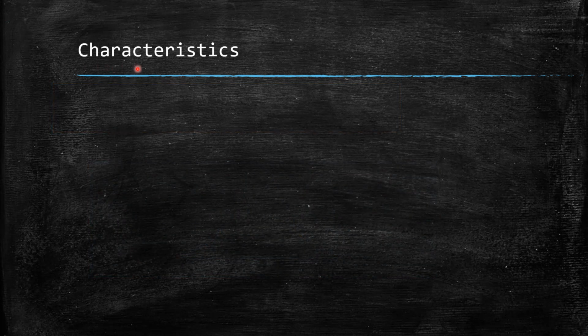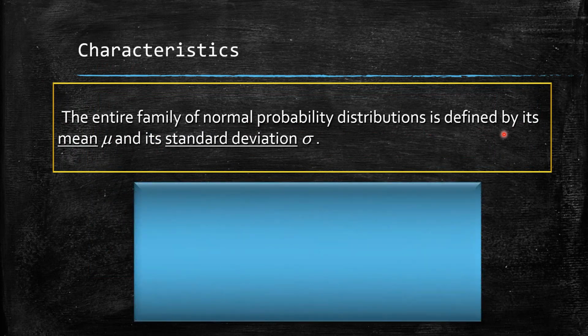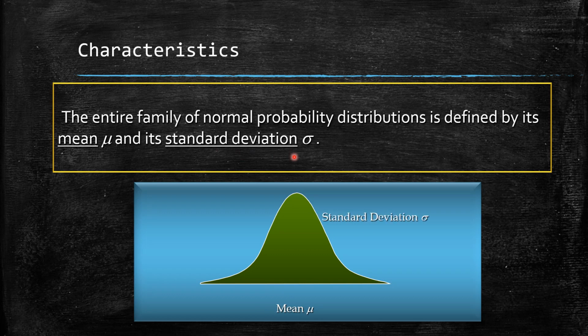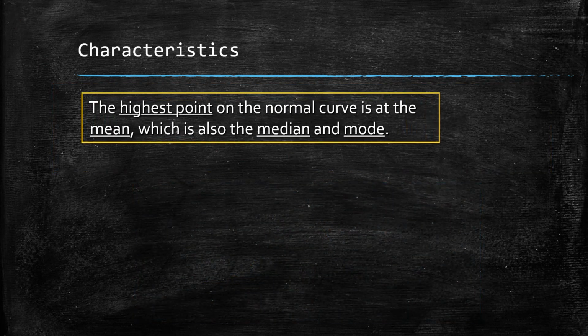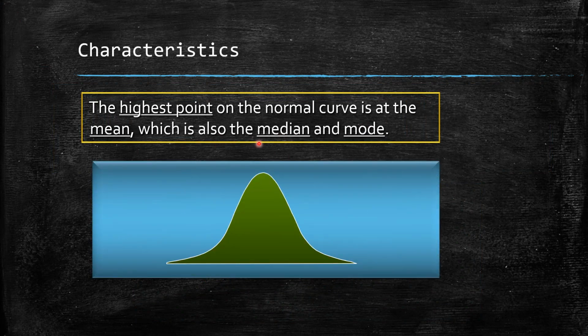The second characteristic is that the entire family of normal probability distributions is defined by its mean mu and its standard deviation sigma. Next, the highest point on the normal curve is at the mean, which is also the mode and median. So that means the mean, median and mode of the normal curve are the same.